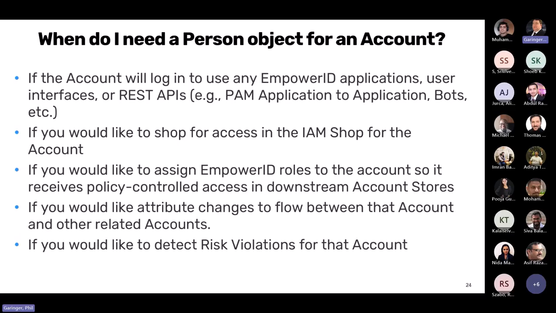Yeah, depending on how you want to manage it. So if an account is going to log in to use any EmpowerID applications or user interfaces or REST APIs, because keep in mind, when an application calls a REST API, the application has to send an identity with it to say this is the identity to run that API as. That has to be a person object. It can't just be an account, because the API is going to be authorized by whatever person identity you gave it. It's going to be authorized for that.